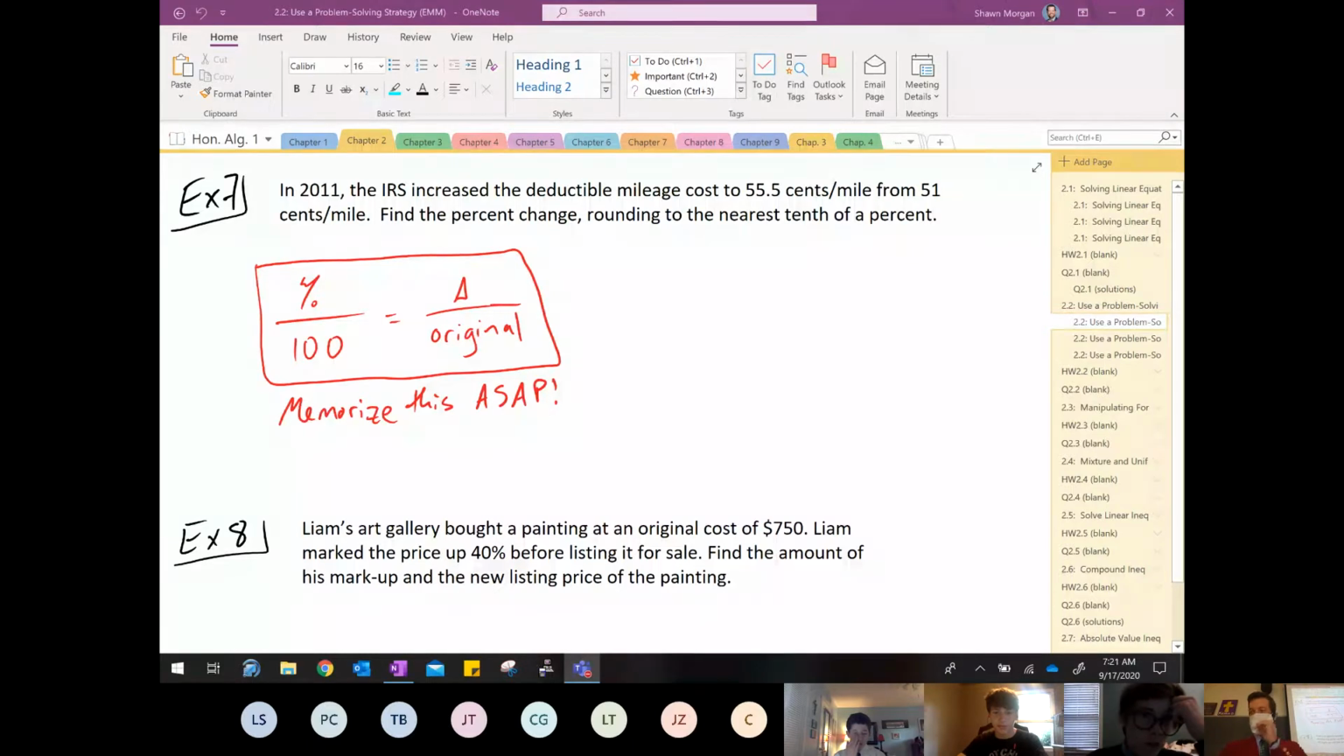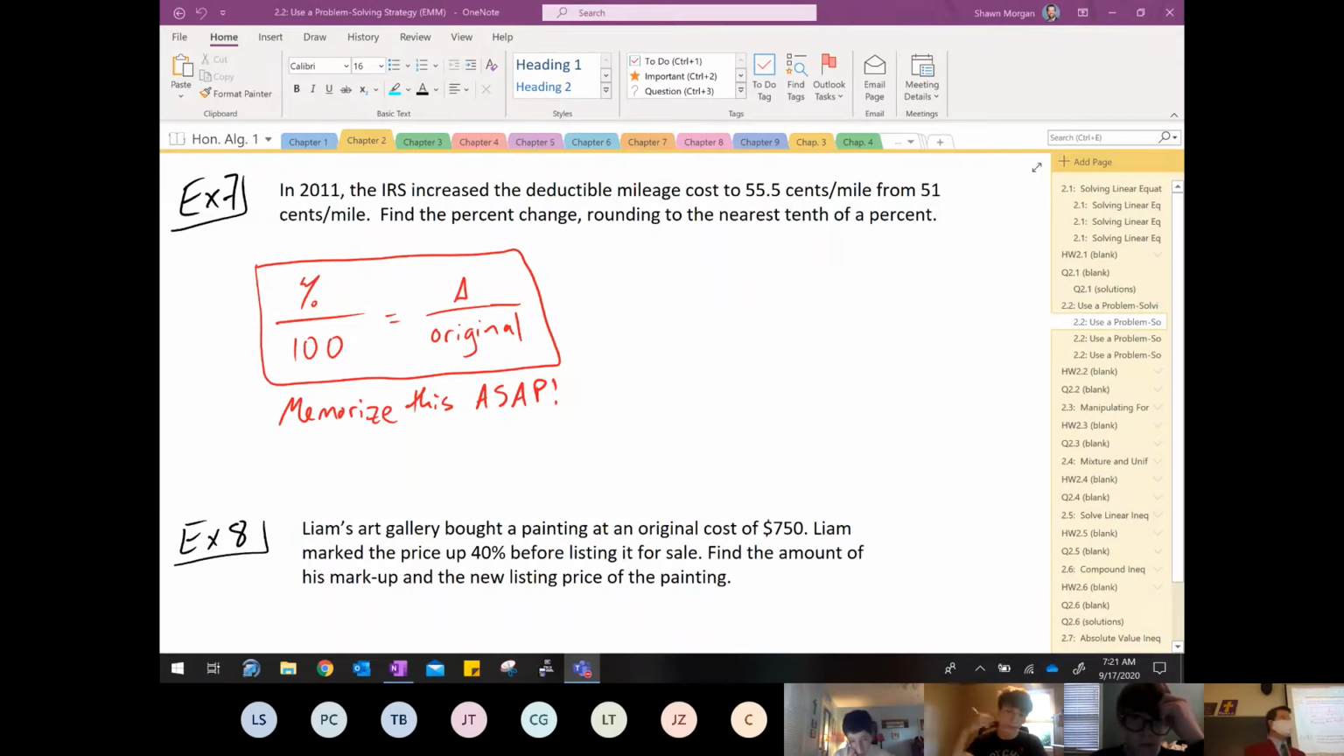What were we just saying, by the way? How do you solve a proportion? You cross multiply, okay? So when it's a fraction that equals another fraction, that's exactly what we're going to do. The trouble here is we've got to make sure we set up our proportion appropriately. So example 7 talks about the IRS, and it says it increased the deductible mileage cost to 55 and a half cents a mile from 51 cents a mile.